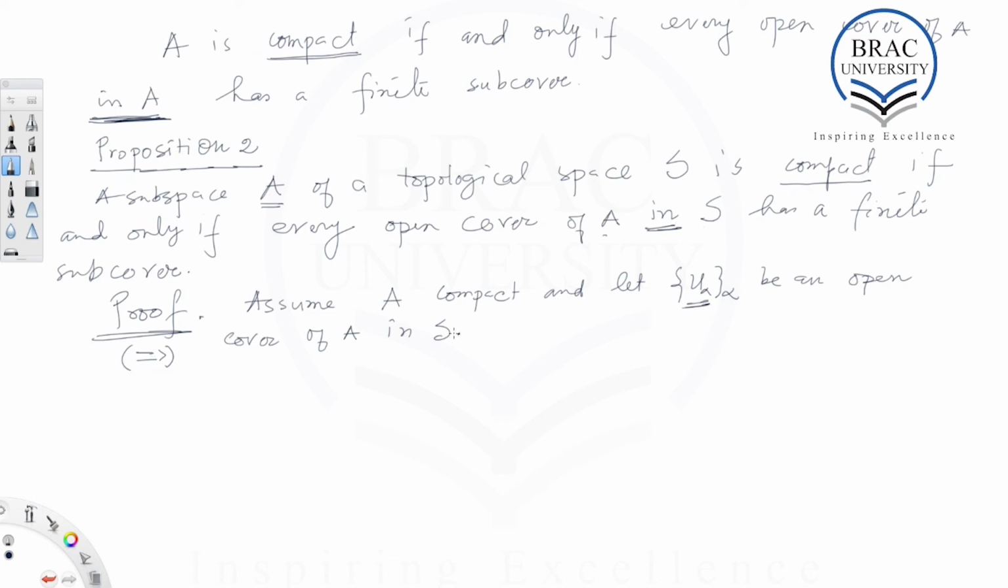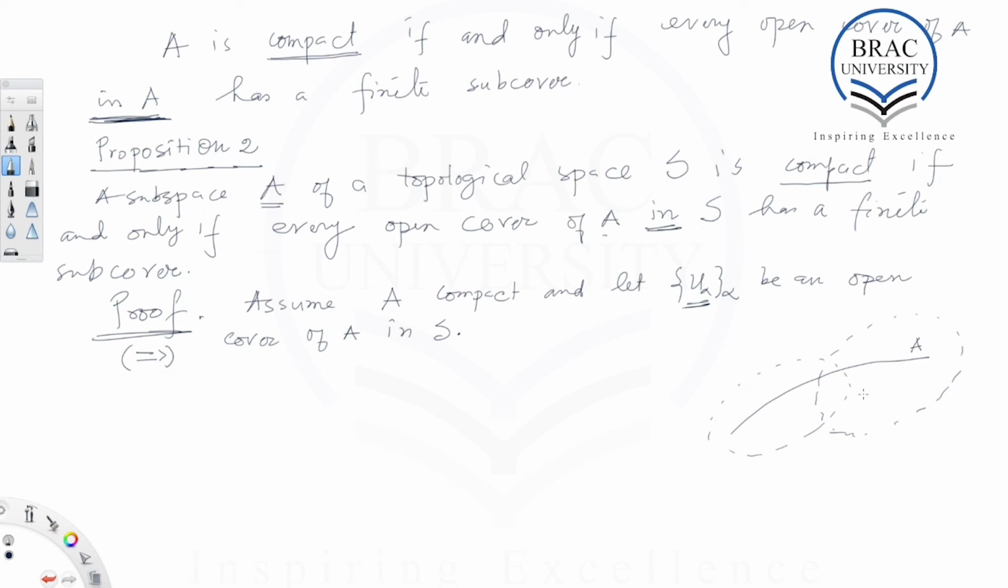Okay, so let me draw a picture for you for this, intuitive approach. So this is our set A, subset A of some bigger topological space S, which is equipped with the subspace topology and hence is a subspace. And this is an open cover of A in S, not in A, in S. Okay. So this is a schematic diagram of an open cover of the subspace A in S.